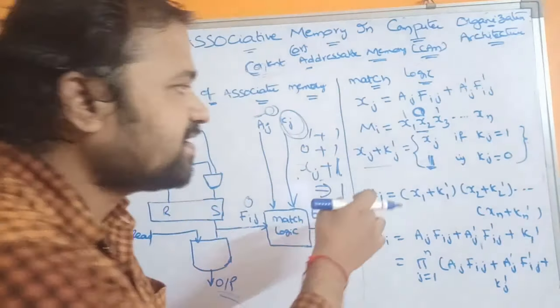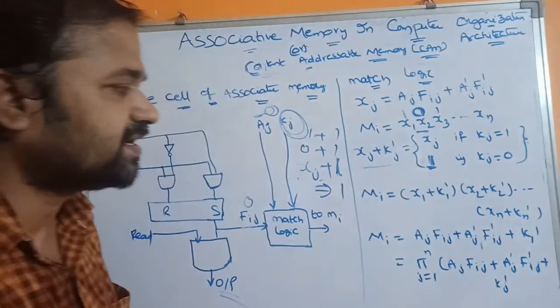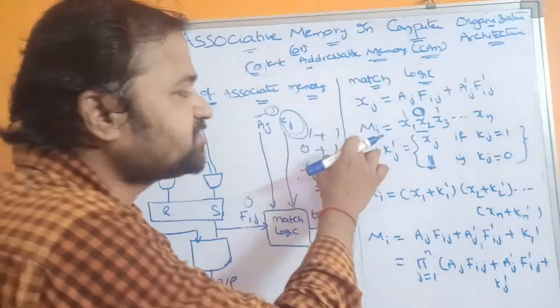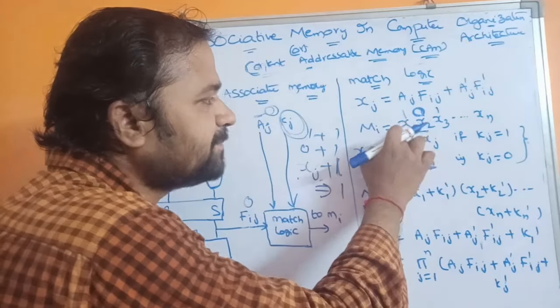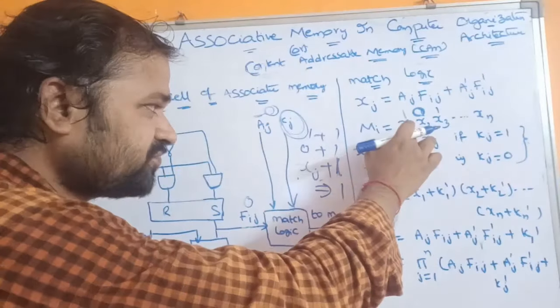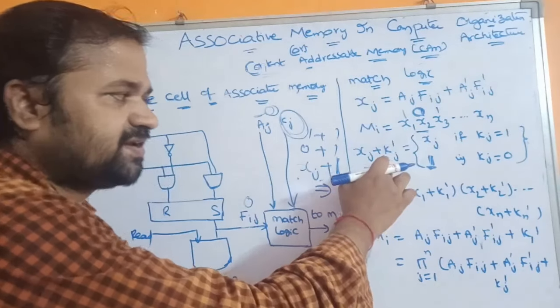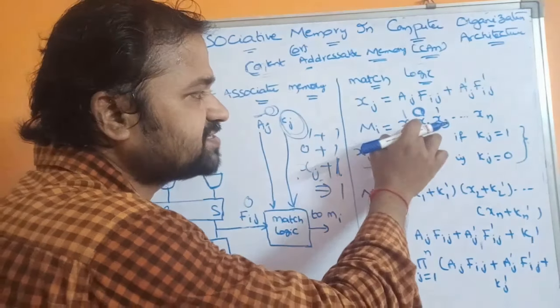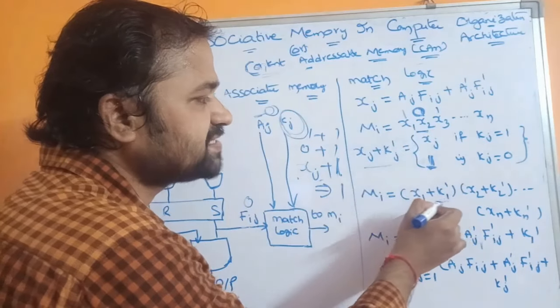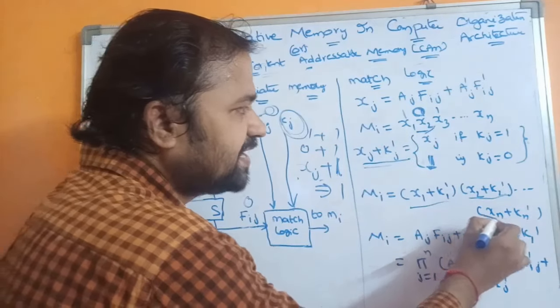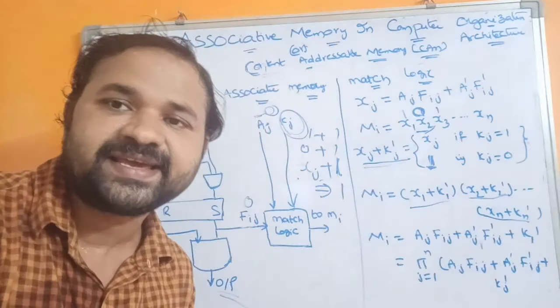Then after that, what we have to do is add this information to the match register. Actually, what is the formula for Mi? Mi is equal to x1, x2, x3 and so on up to xn. In place of x1 we have to substitute x1 plus k1 dash. So Mi is equal to, if we substitute 1 here, x1 plus k1 dash. If we substitute 2 here, x2 plus k2 dash. Likewise, the last term is xn plus kn dash.